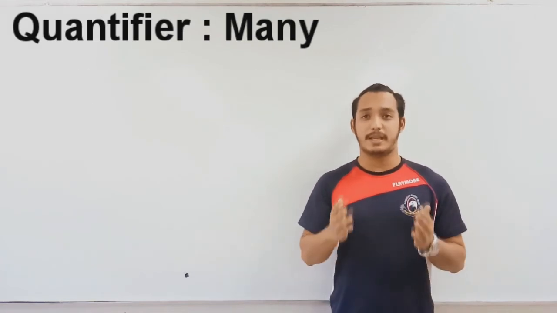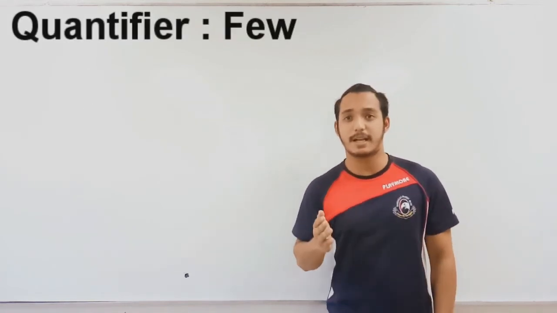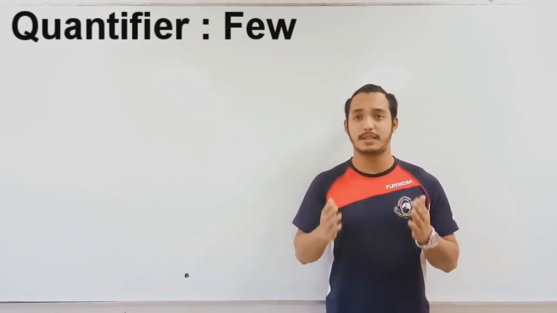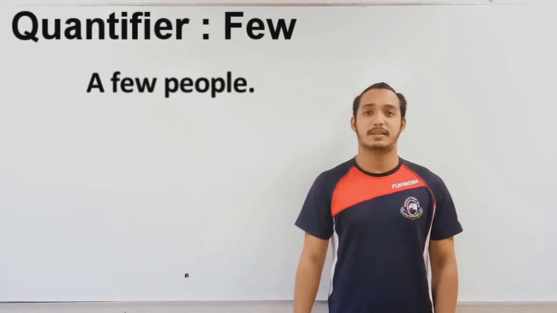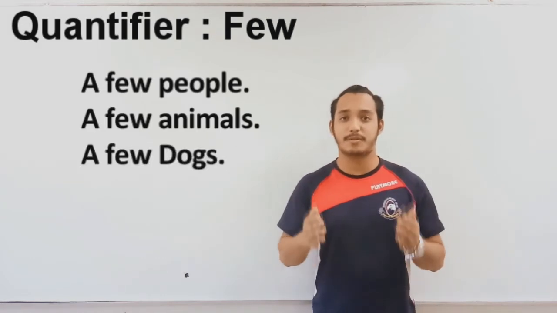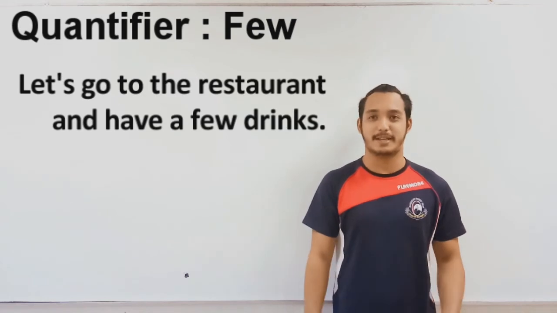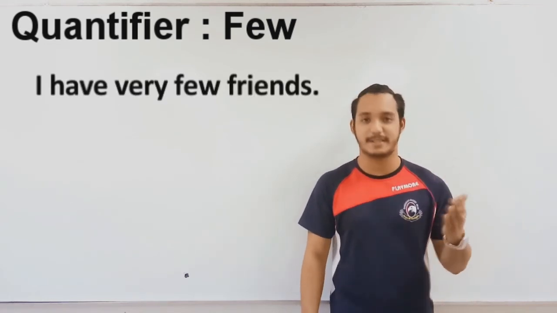That is the use of many. Few is a quantifier that we use with small quantities of countable nouns, for example, a few people, a few animals, and a few dogs. Or, let's go to the restaurant and have a few drinks. Or, I have very few friends.